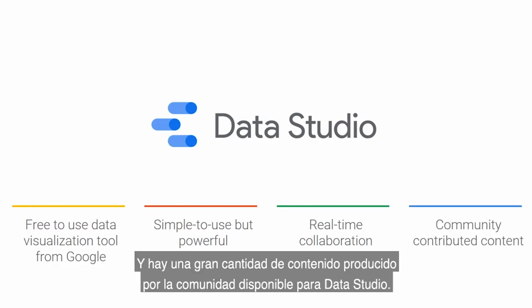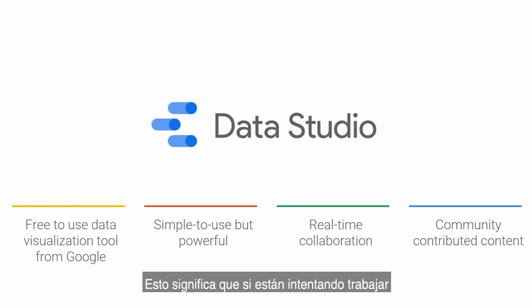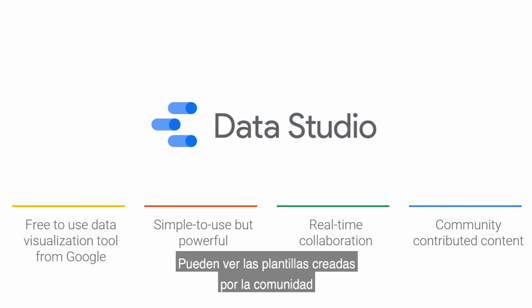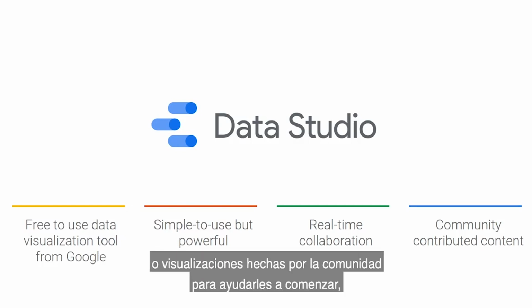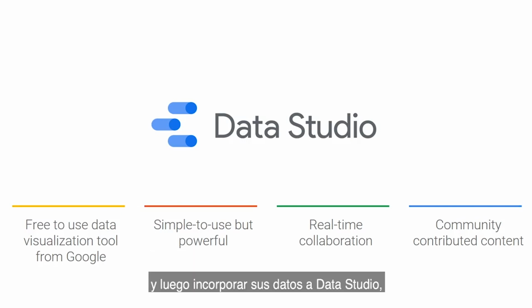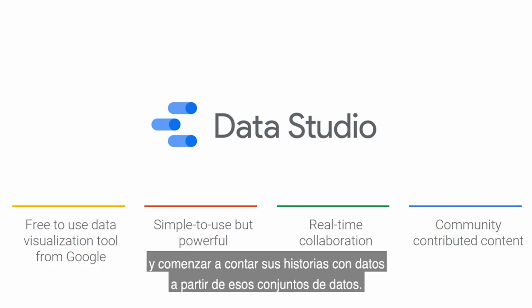And there is a lot of community-driven content available for Data Studio. That means if you are trying to work on a specific data set or from a specific service, you don't have to start from scratch. You can look at the community-driven templates that are available. You can also use community-made connectors or community-made visualizations to get you started, and then bring your data into Data Studio, unite all of your data in one place, and then start telling your data stories from those data sets.